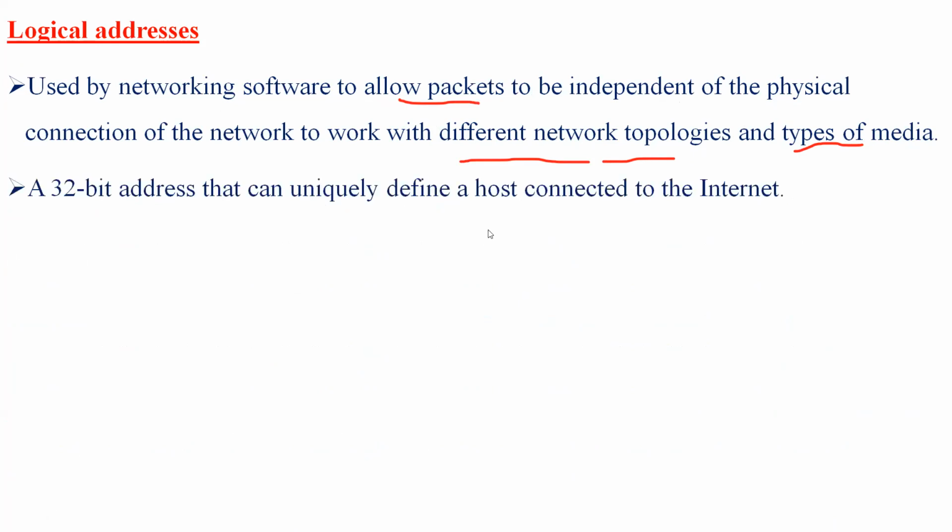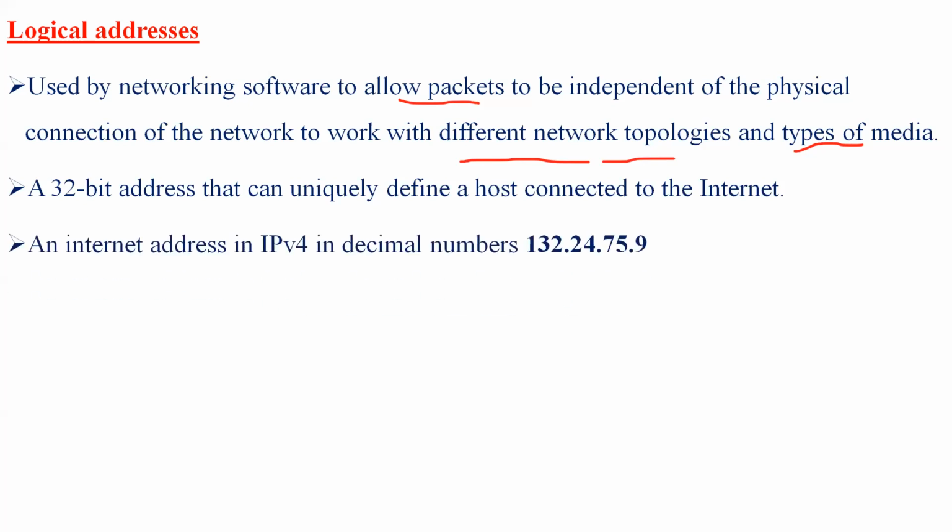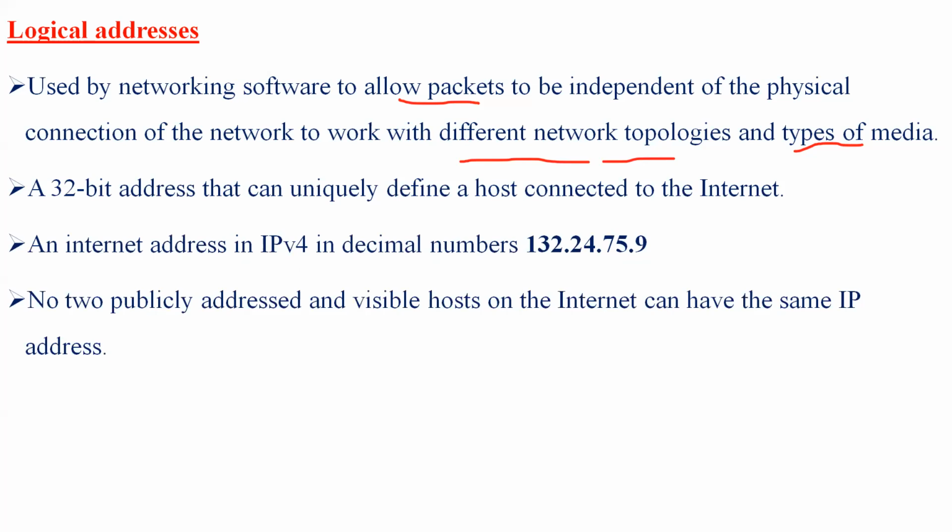It is a 32-bit address that can uniquely define a host connected to the internet. An IP internet address in IPv4 is written in decimal. Here it looks like 132.24.75.9.